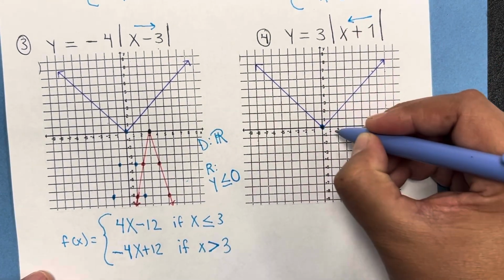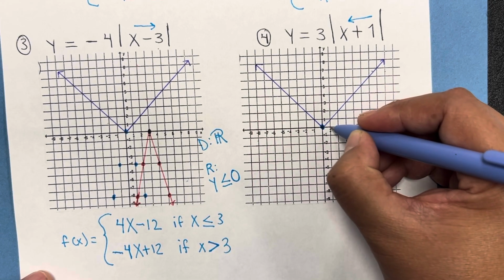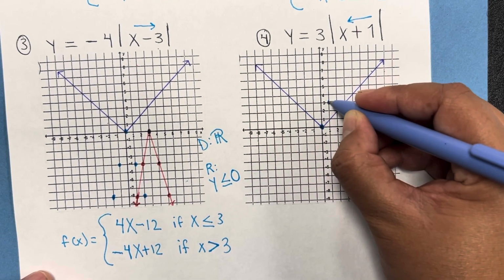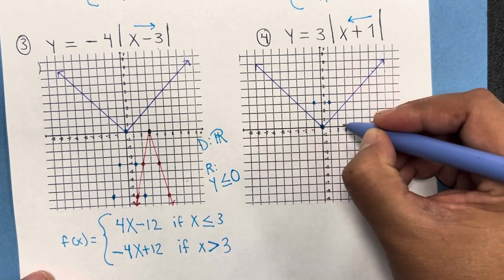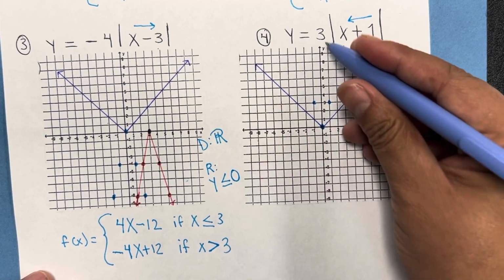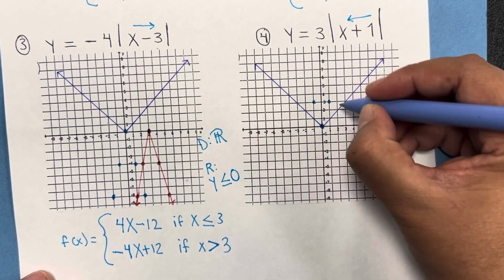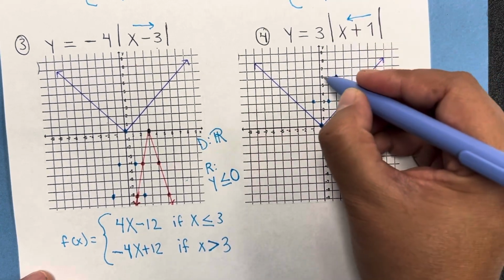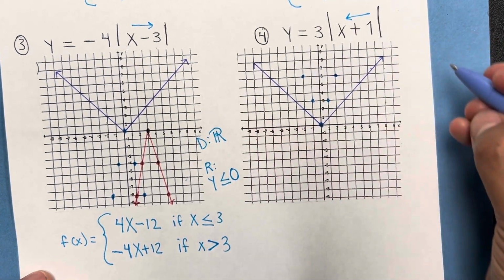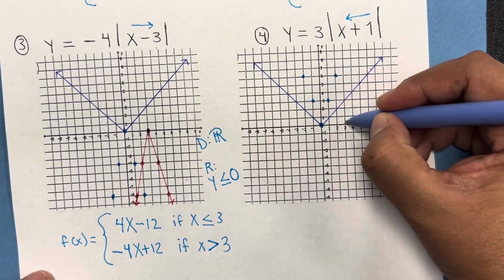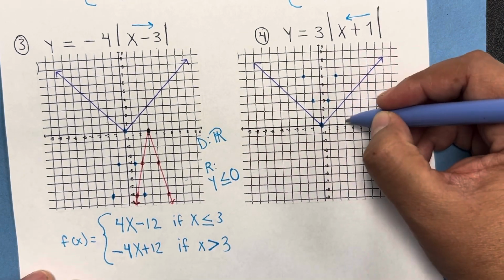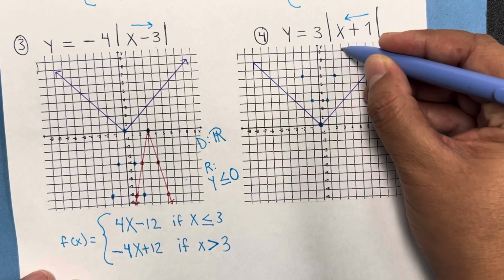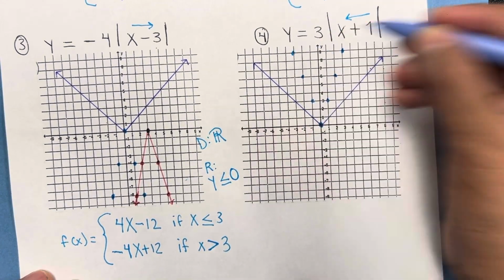0 times 3 is 0. 1 times 3 is 3, so we count 1, 2, 3. And the same on the other side. 3 times 2 is 6, so 2, 4, 6. And the same on the other side. And then 3 times 3 is 9, so 3, 6, 9. And the same thing on the other side.